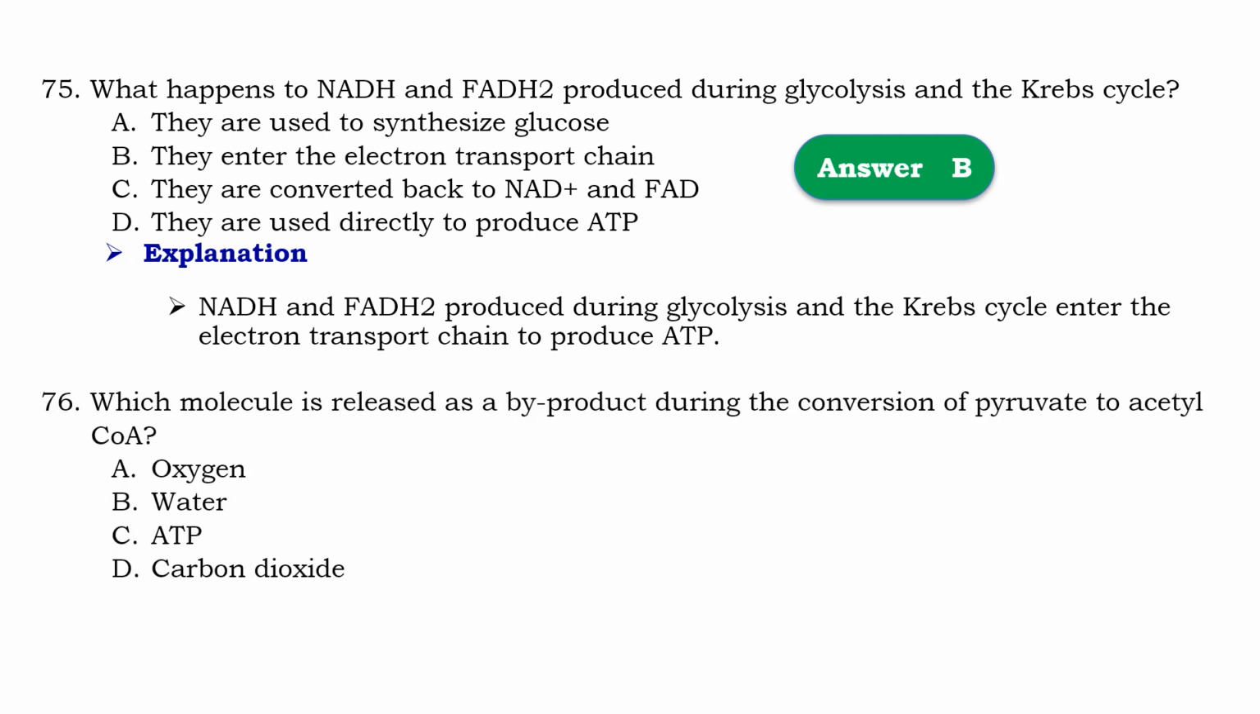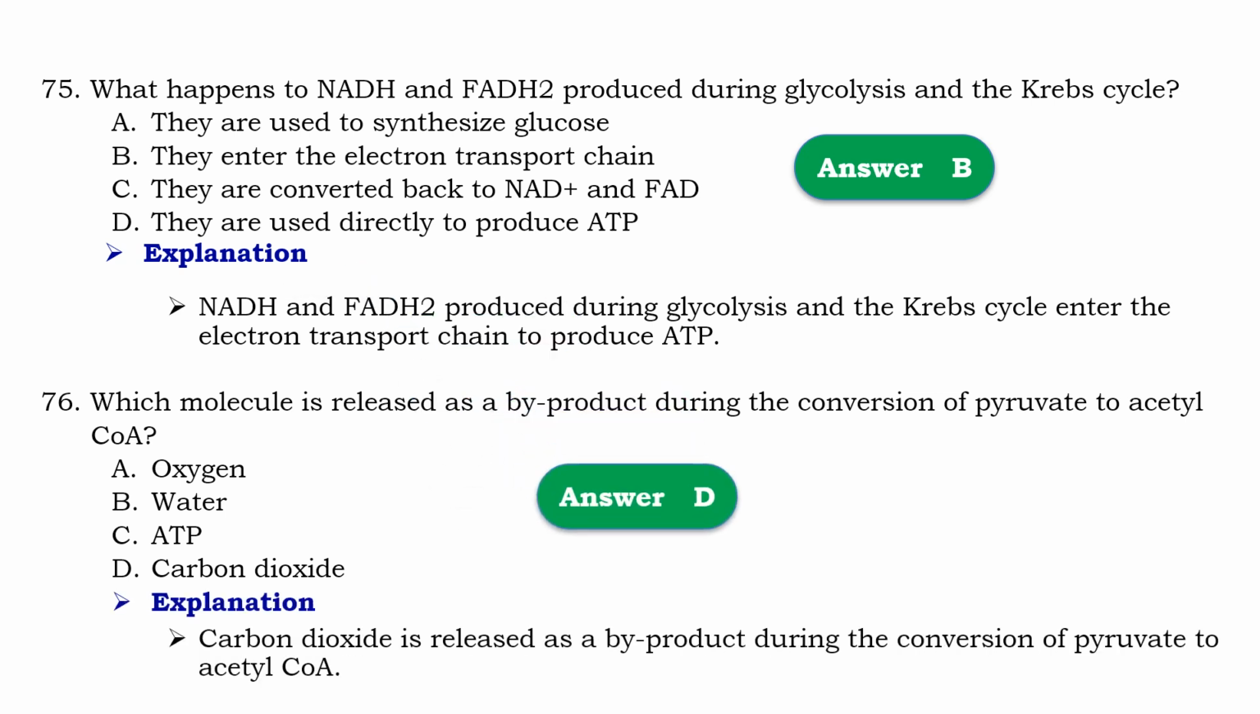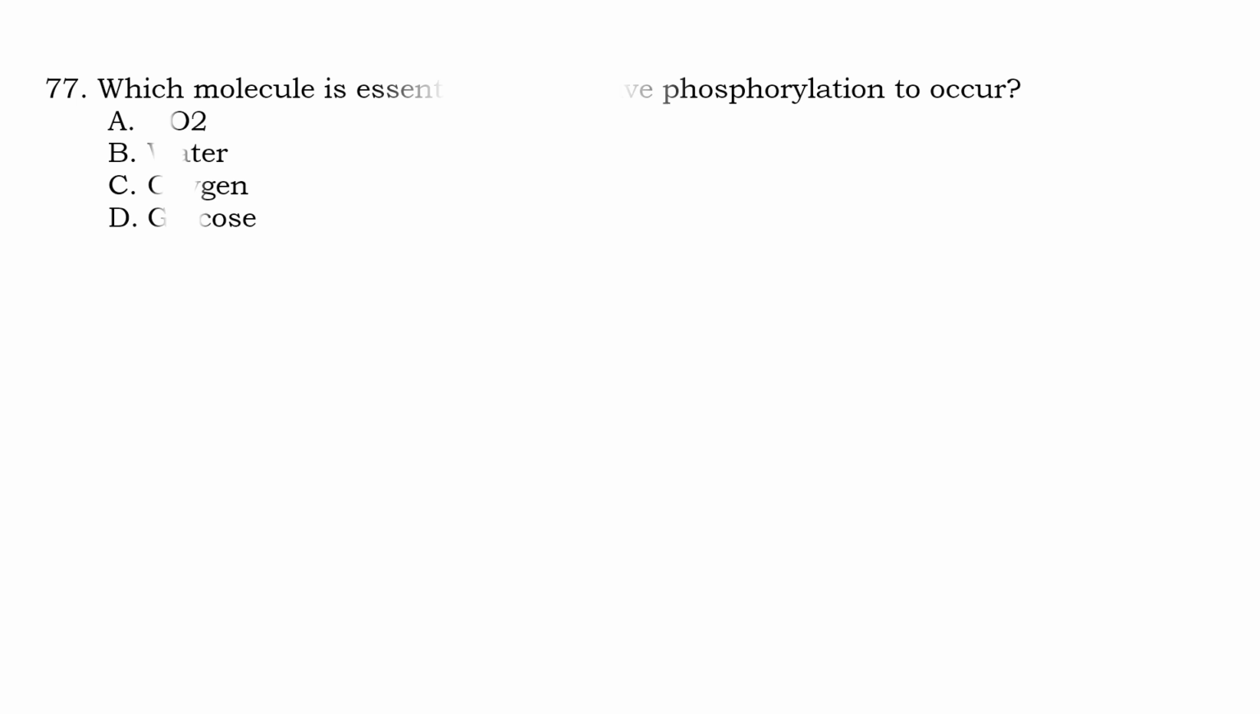Question number 76. Which molecule is released as a byproduct during conversion of pyruvate to acetyl coenzyme A? So that should be D, carbon dioxide. Means that carbon dioxide is released as a byproduct during conversion of pyruvate to acetyl coenzyme A.